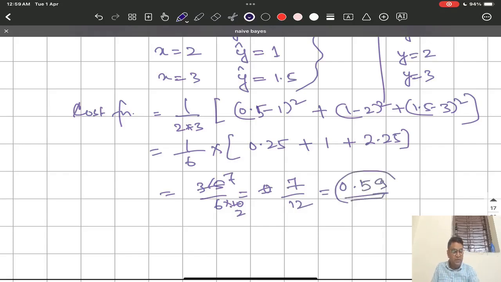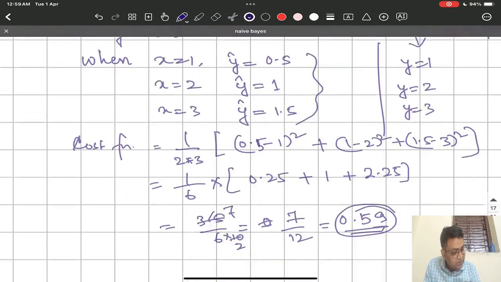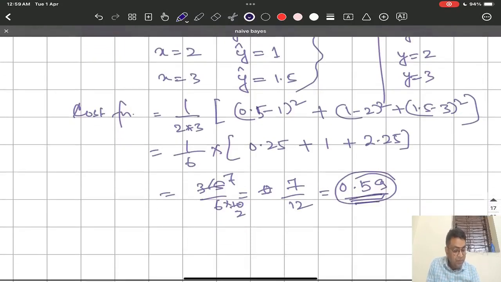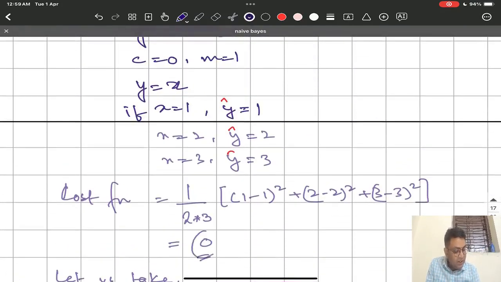Almost this is 0.59. So in this way I am getting the cost function. Here I have got the cost function as 0, here I have got the cost function as 0.59. Now in this way I am going. So which one is the best fit line? We cannot understand. This can be understood if the cost function is 0. Here I can see that cost function is 0 because we have taken simple values. But how is it possible?